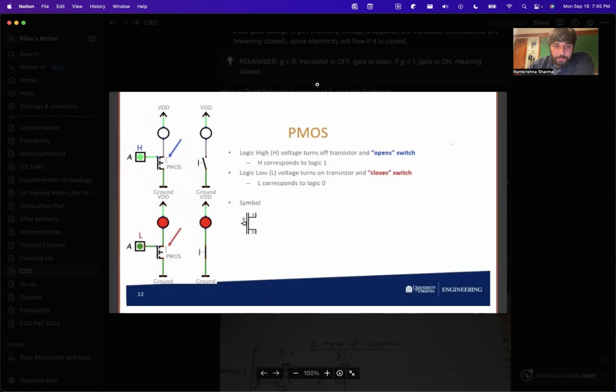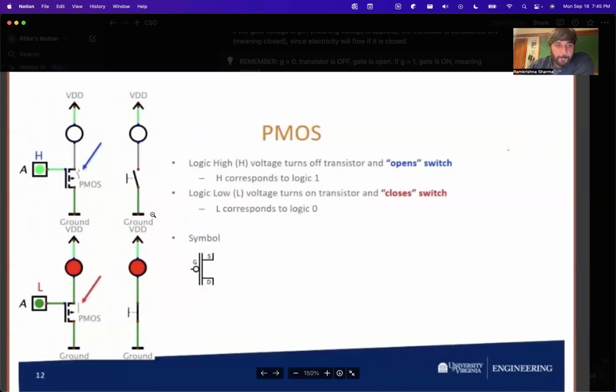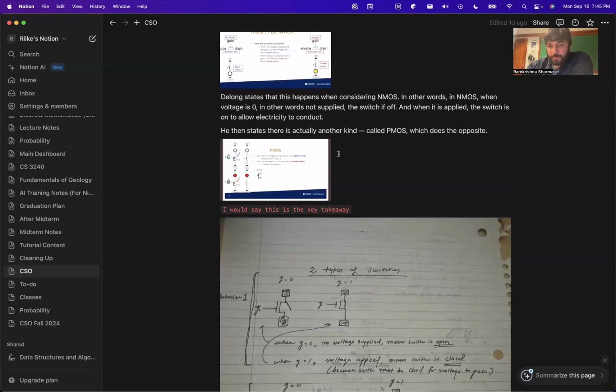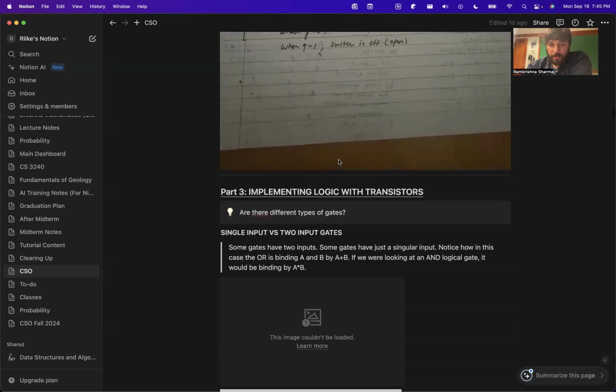And again, we have that other schematic to support that. And this is kind of the difference between PMOS and NMOS or MOSFET. I'm not entirely too sure about the specific names there. And again, this is just an aggregation of that.